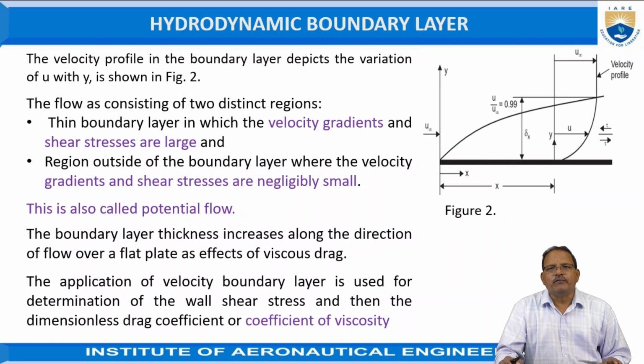The velocity profile in the boundary layer depicts the variation of velocity with respect to y. Y is nothing but the height of the boundary layer with respect to the plate surface. Here when y increases, the velocity also increases. At a distance of y equal to delta x, it has the velocity of the fluid which it had initially, that is before touching the plate now.